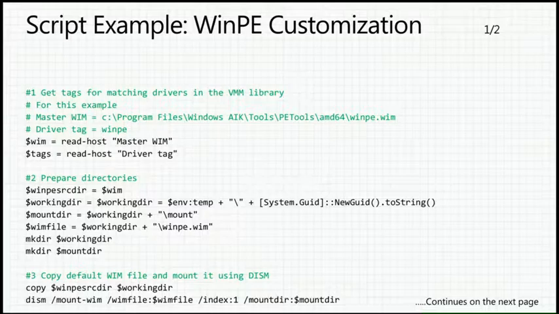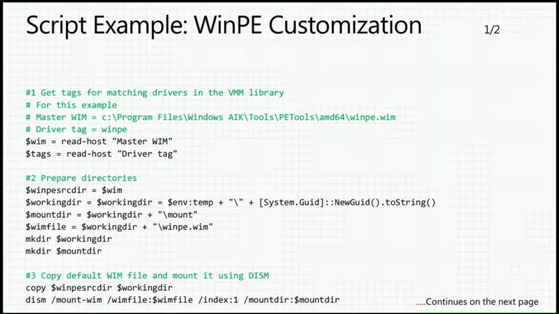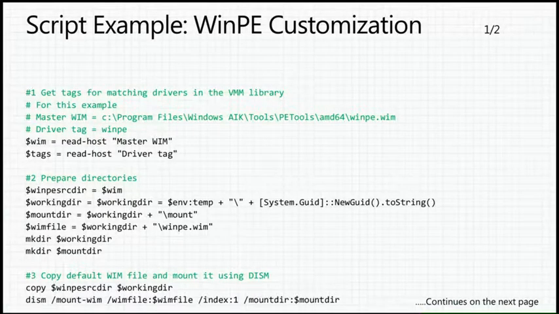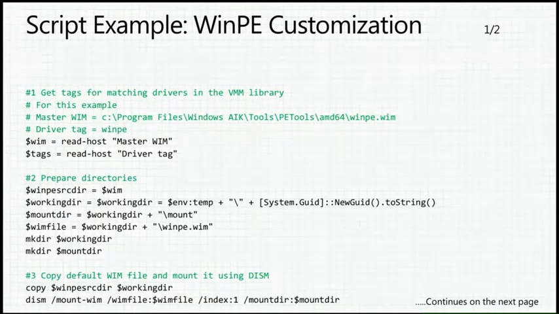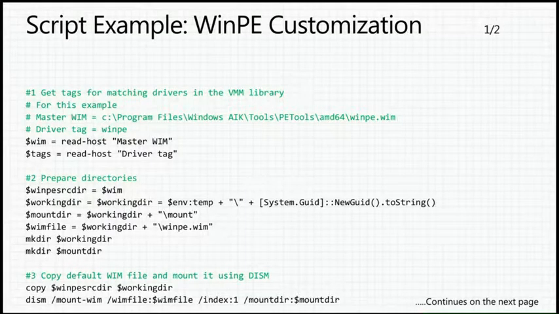In order to do that, you have to use a script to inject into the WinPE image in advance before we copy it out to the WDS server. This script is an example of how you would do that. Use the standard tools. DISM is the standard tool that's used to customize a WinPE image. And this script, which you can copy from the slide deck, basically will take a default WinPE image, a .wim file, and a driver tag.